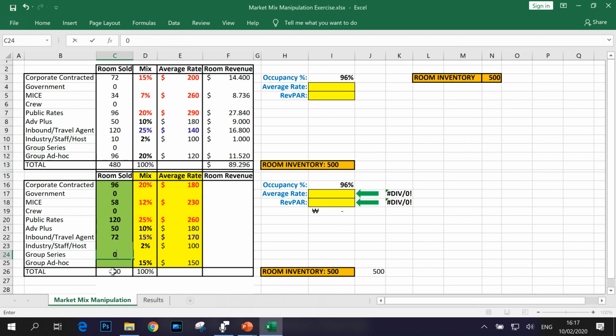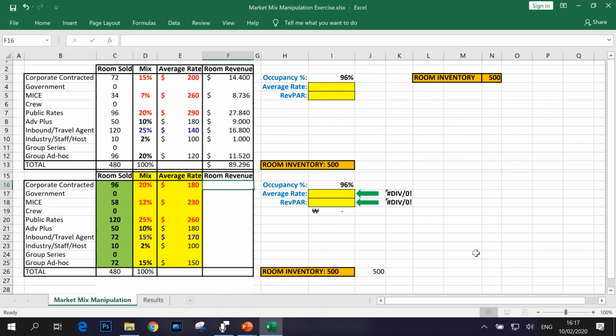Group series, none. And group ad hoc, also we are increasing the group ad hoc rate. Previously 120 US dollars, now we are aiming to increase it significantly by 30 US dollars. Which means we are losing some group bookings from 20% to 15%. 15% equals 72 room nights. Now we have the room nights per each market segment and then average rate.